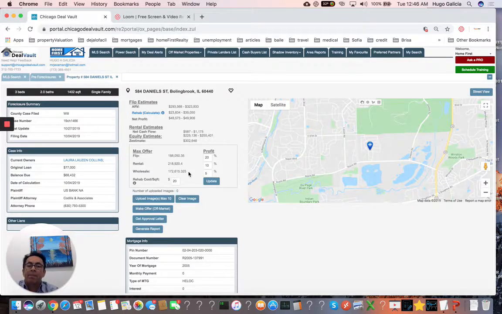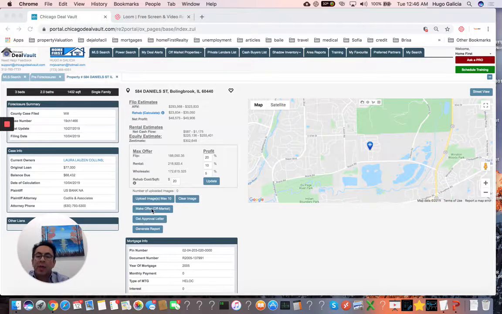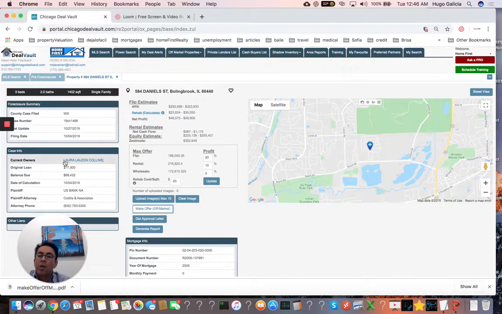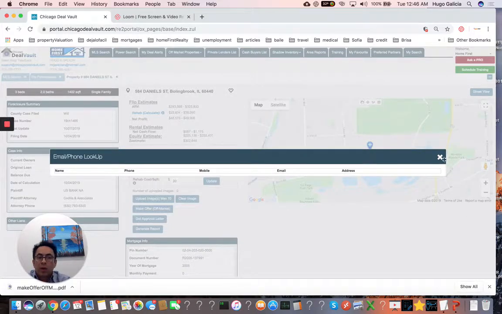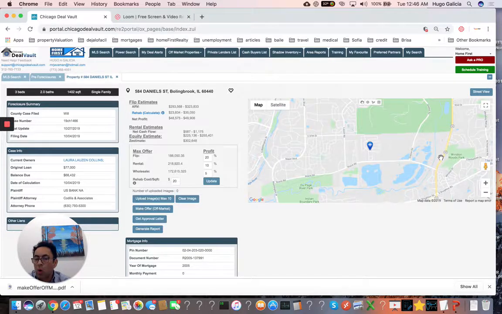Step number three is to get the property on the contract. How do we do that? We make an offer. So all you need to do is click on the make offer off market. Okay? This will generate a 2-page non-invasive contract that you can present to the owner in this case. Now, the owner is Laura. How are you going to get in touch with her? You can either call her or door knock on the door or send her a mailer. Okay? So that is step number three, making an offer.